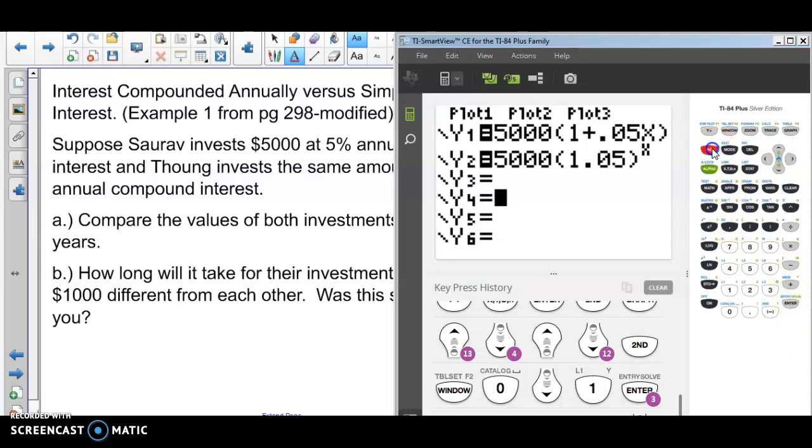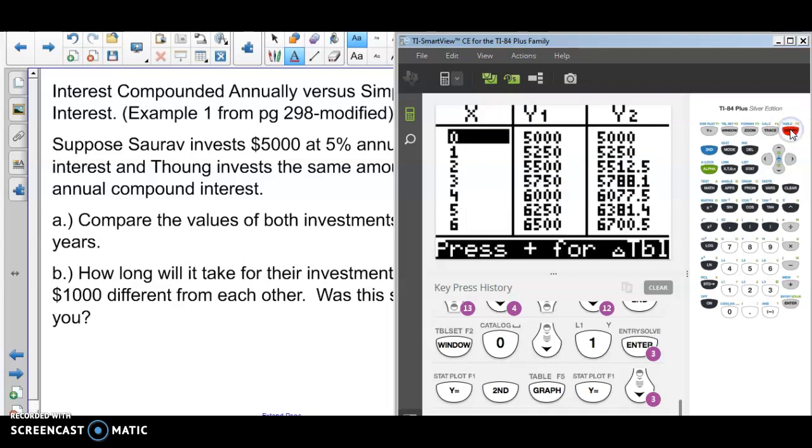So I plugged these two formulas in and I went into the table. I just wanted to point out that, of course, at year 0, these are both the same because you're starting with the same principal. And even at year 1, both are going to be the same. There's no surprise because y1 is simple interest calculated for the year, and y2 is interest that's going to be compounded, but there has been nothing to compound it on yet because this is only done annually.